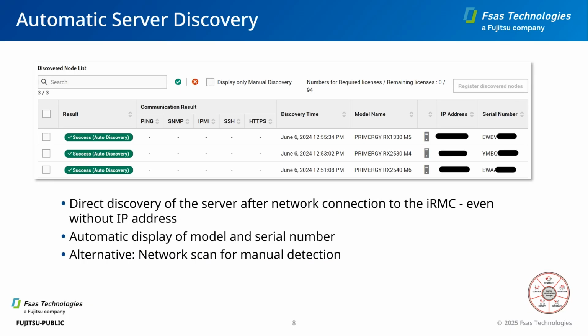ISM simplifies server onboarding with automatic server discovery. Once a server is connected to the network and the iRMC is accessible, ISM automatically detects it even without a pre-assigned IP address. It displays the model and serial number, making registration a breeze. A network scan option is also available for manual detection.